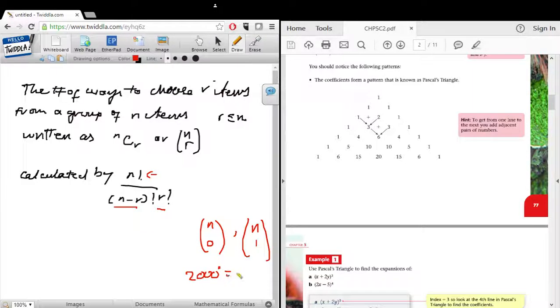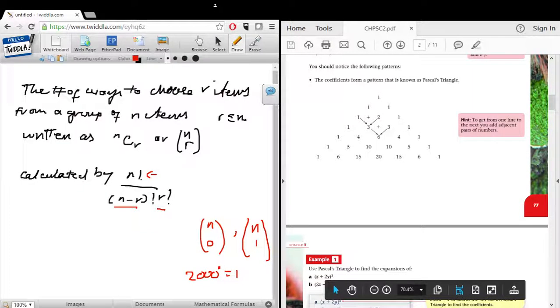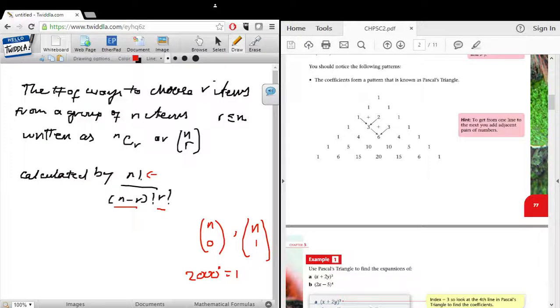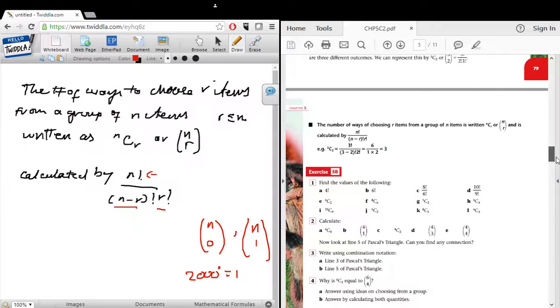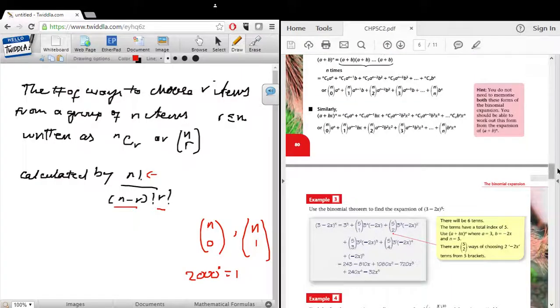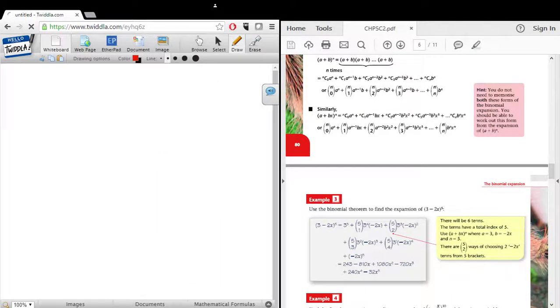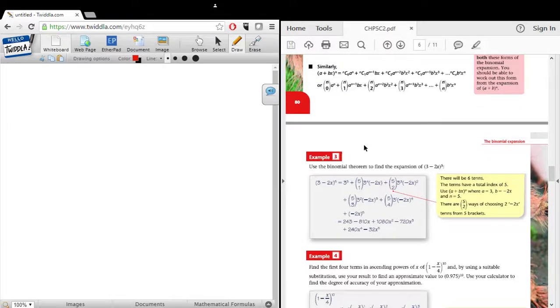I'll give you an example. 2000 to the power of 0 is 1. Everything to the power of 0 is equal to 1, and this is why you have these ones along the edges. And then you have some examples here to follow.